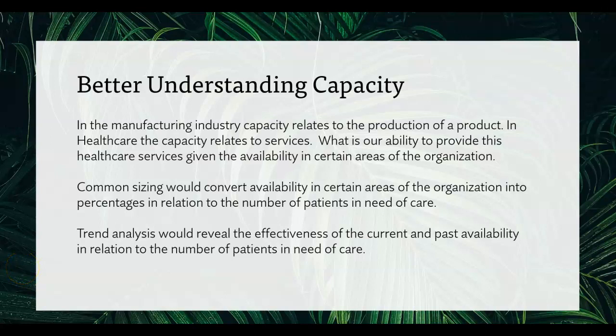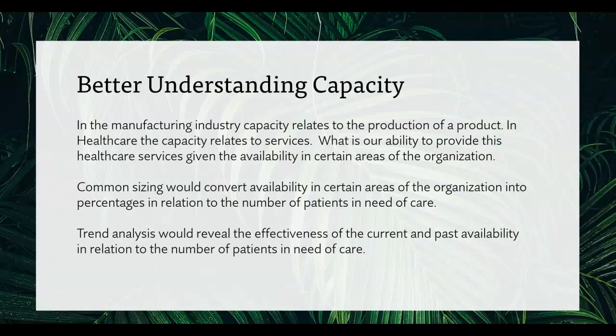Anytime we're doing a cash flow analysis or budget analysis for an organization, we need to have an understanding of our capacity. In the manufacturing industry, capacity is related to the production of a product. But in healthcare, we do not provide a product. Our product is our services. So when we are doing our cash flow, our revenue, or our budget for the next and upcoming years, we need to think about what is our ability to provide this healthcare service in certain areas of this organization.